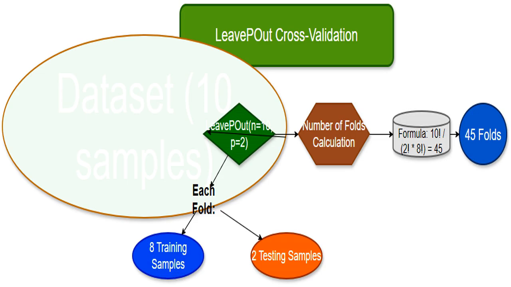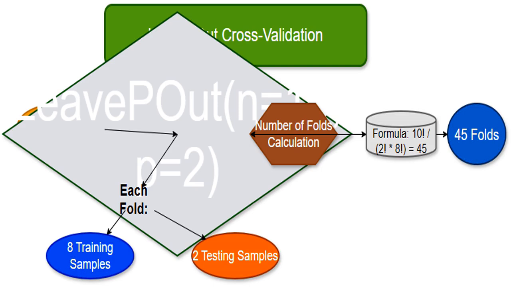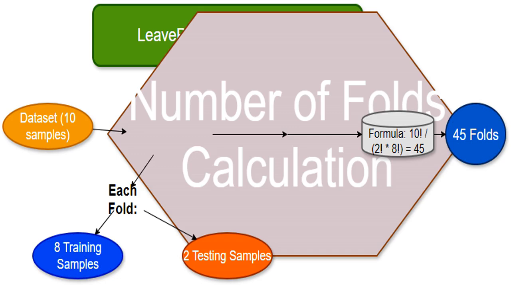The machine learning model will be evaluated using a dataset consisting of 10 data points. This is the n value in the LeavePOut function. This specifies the parameters for the LeavePOut cross-validation function. N equals 10 indicates 10 total samples, and p equals 2 means 2 samples are left out as a test set in each iteration. We need to determine how many different ways we can select a test set of size 2 from 10 samples. This is equivalent to calculating the number of iterations or folds in the cross-validation process.